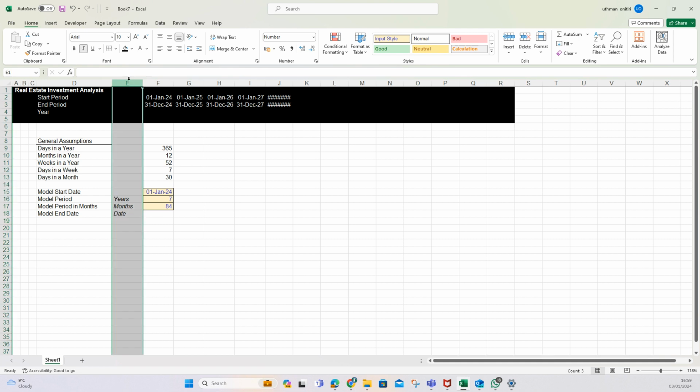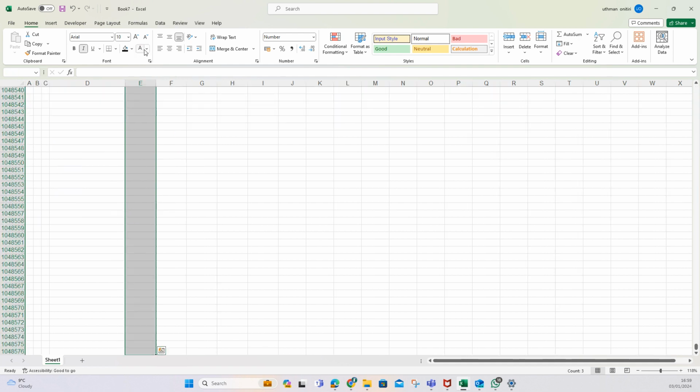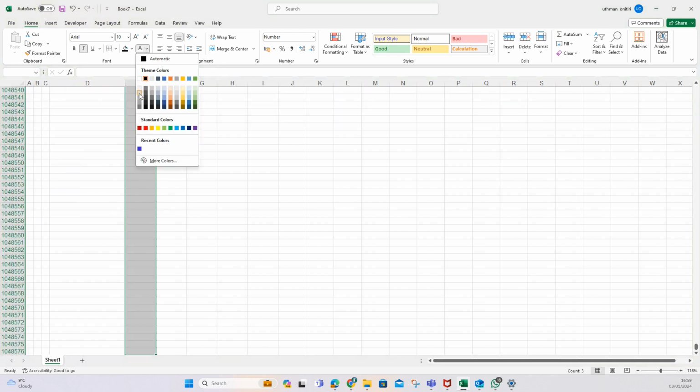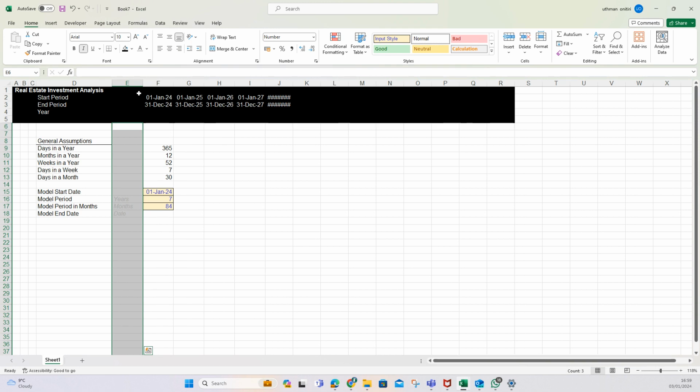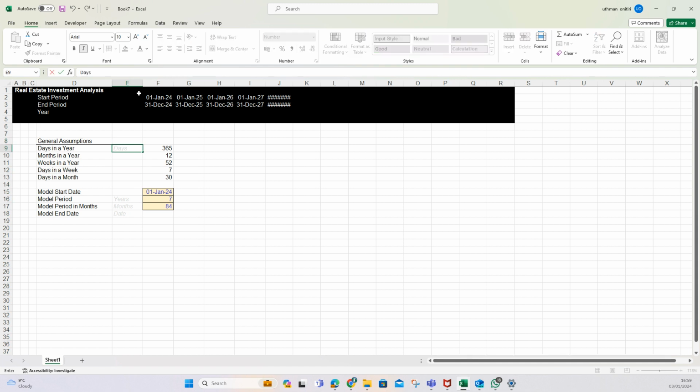Just to make this stand out and unique, I may like to change the font of my unit. I call this my units column. So that's fine. Days, months. Did I just see something pop out now? That looks nice. I've never seen that before, but check it out later.